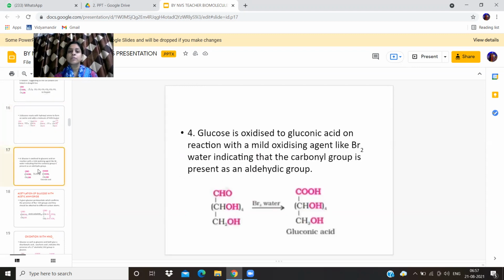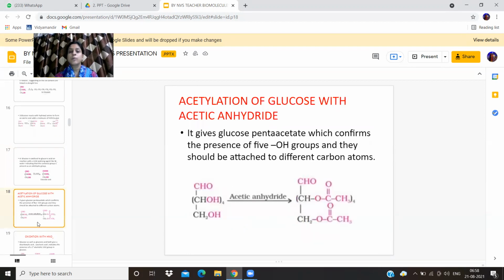Similarly, when glucose is oxidized to gluconic acid with the help of a mild oxidizing agent, that is bromine water. ठीक है, तो इसमें भी क्या हुआ कि जब ब्रोमीन वाटर के साथ आपका ग्लूकोज का रिएक्शन कराया गया, तो ये देखिए CHO जो था, it converted into COOH. ठीक है, so it means oxygen is added with the help of an oxidizing agent, which shows that it must contain the carbonyl group, that is the aldehyde group.